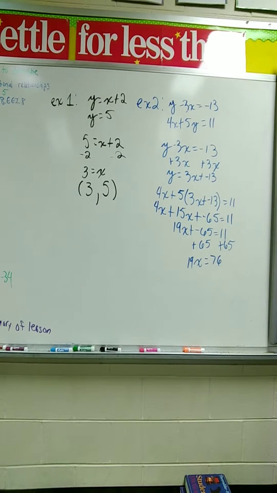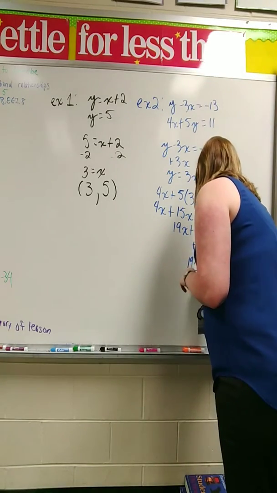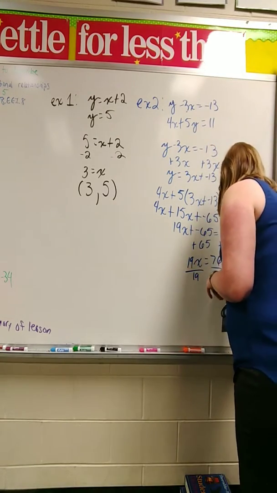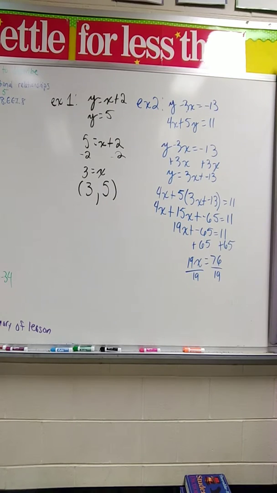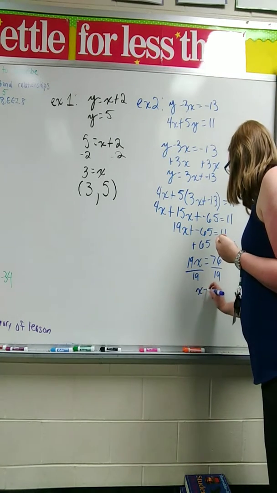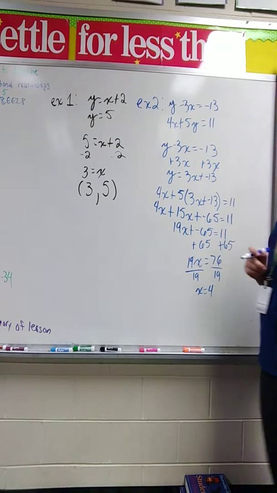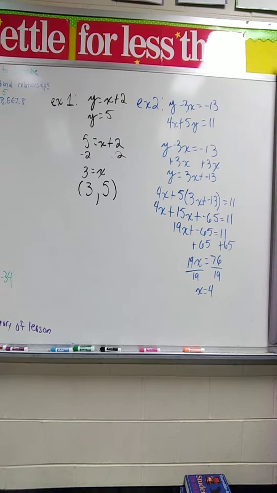Now what do I do? Divide each side by 19. What is 76 divided by 19? 4. All right. X equals 4. So we have the first part of our solution. We have the x value. X equals 4.